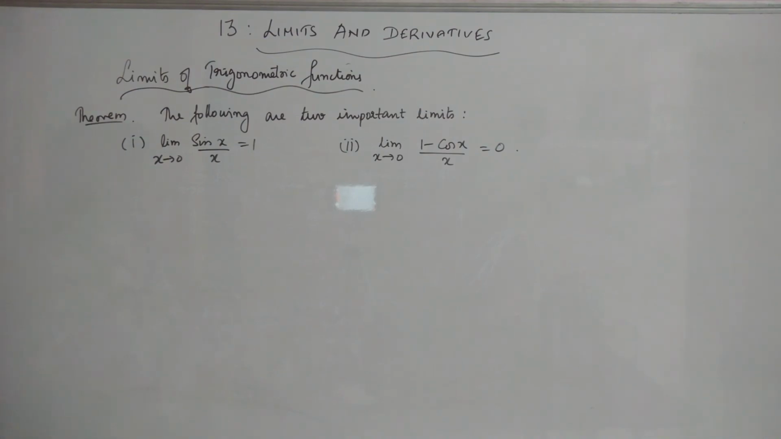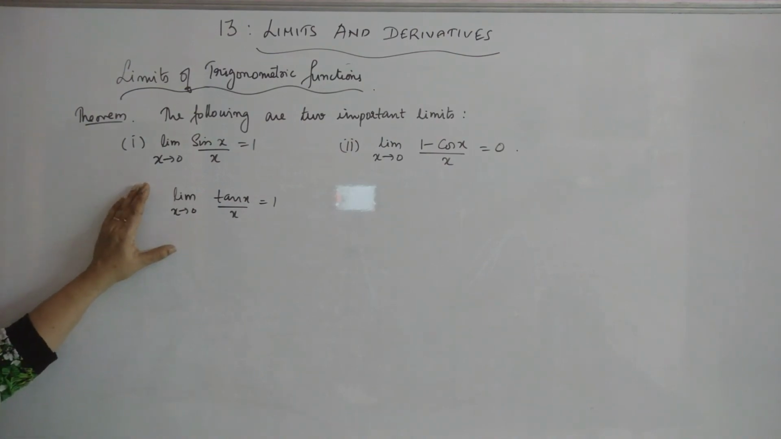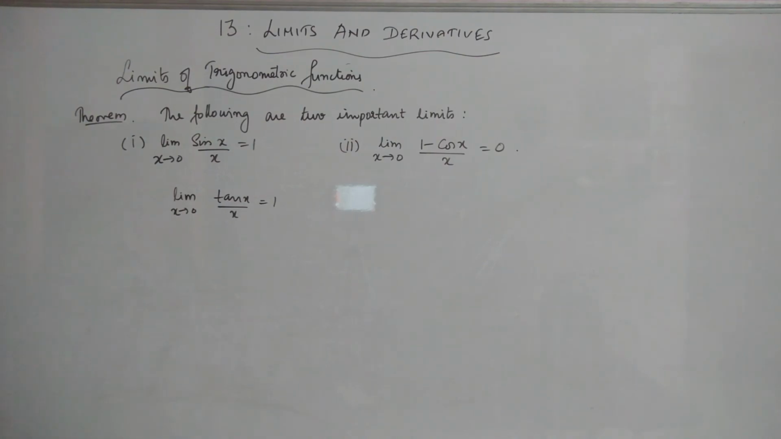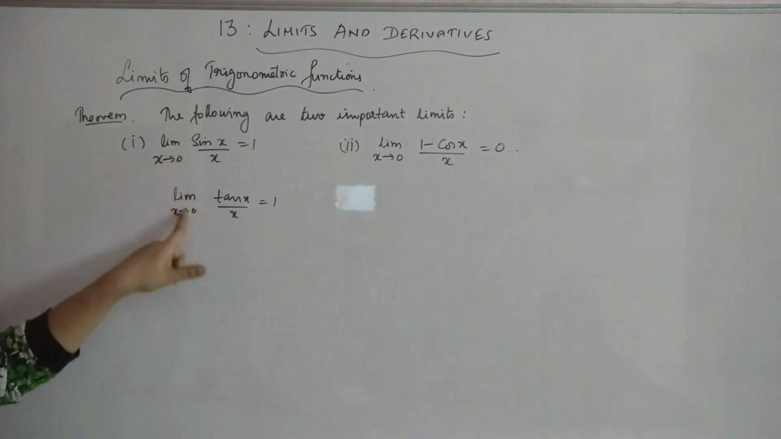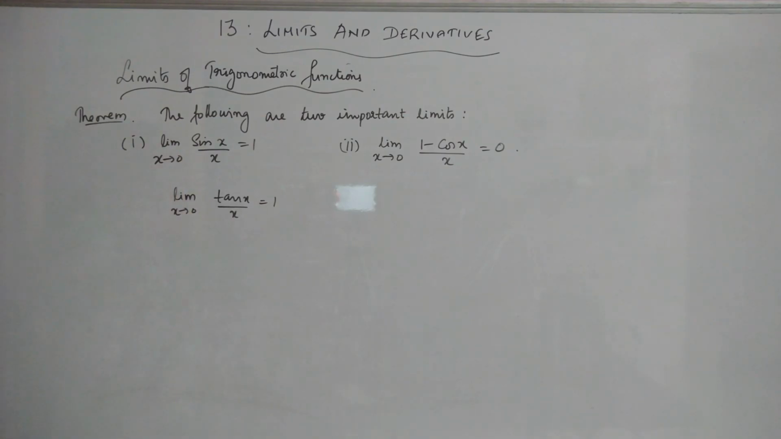One more thing which you should know is limit x tends to 0 tan x by x is 1. So these three things are very important, that is limit x tends to 0 sin x by x equal to 1, limit x tends to 0 1 minus cos x by x is 0, and limit x tends to 0 tan x by x is also equal to 1.